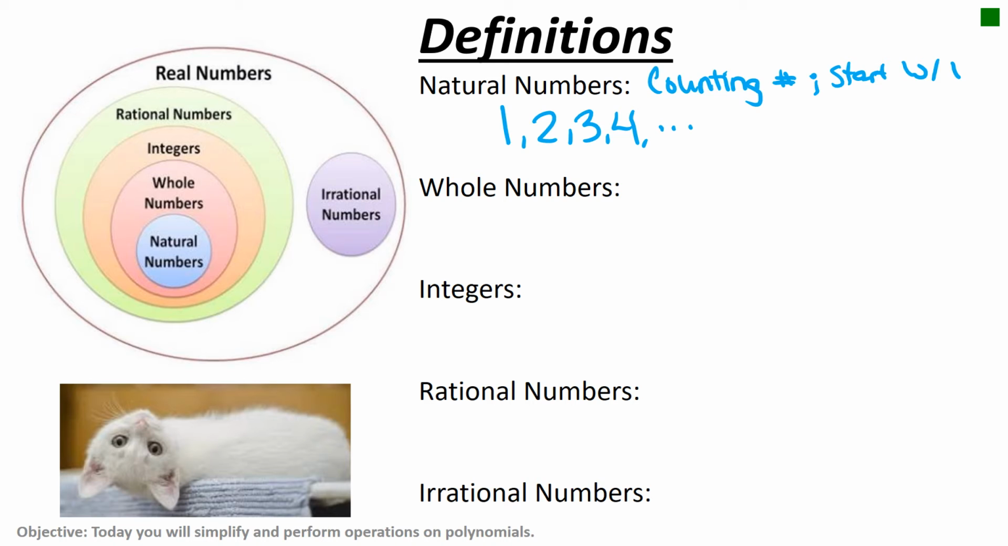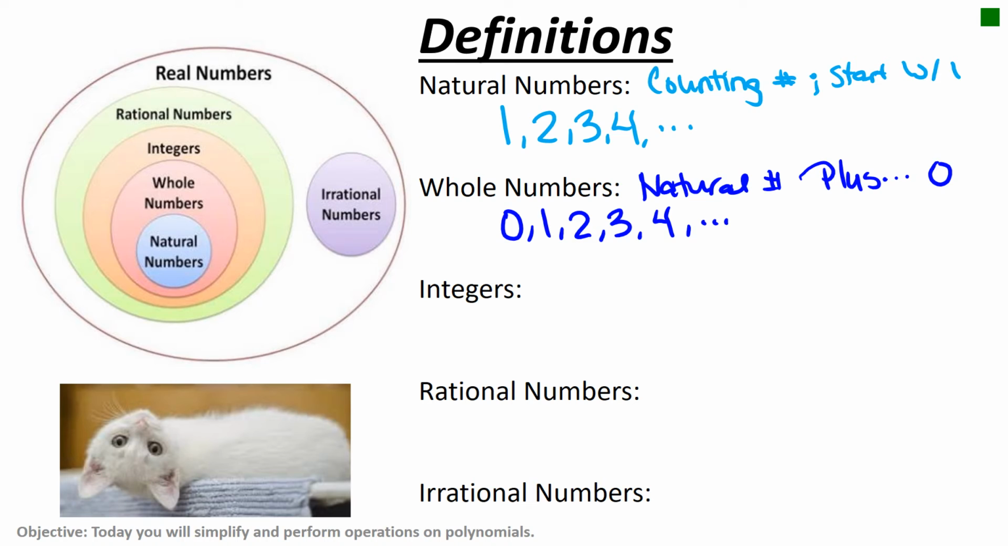Okay, but then he's going to find out, now that he has a little sister, sometimes he doesn't have any toys because she takes them all. So whole numbers are the natural numbers, which means they're the counting numbers, plus we have now included 0. If we say start counting in whole numbers, you're going to go 0, 1, 2, 3, 4, and so on. Notice they have no fractions or decimals.